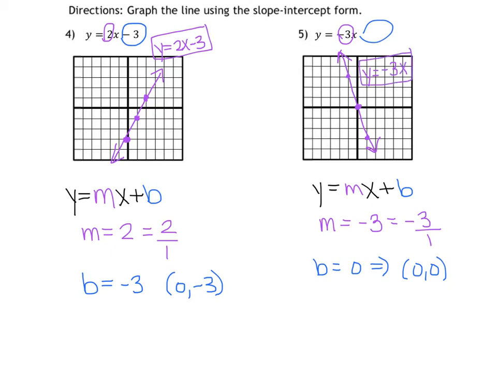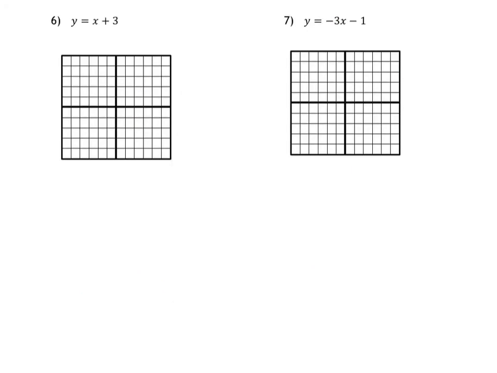Let's do 2 more examples together. So example 6, y equals x plus 3. Again, let's write our formula, y equals mx plus b. So let's identify our m. So it's x plus 3. Remember, there's a 1 in front of that x. So your m is equal to 1. And you want it as a fraction as rise over run, so it's 1 over 1. Our b is a positive 3. So it equals 3. Therefore, your coordinate would be 0, 3.